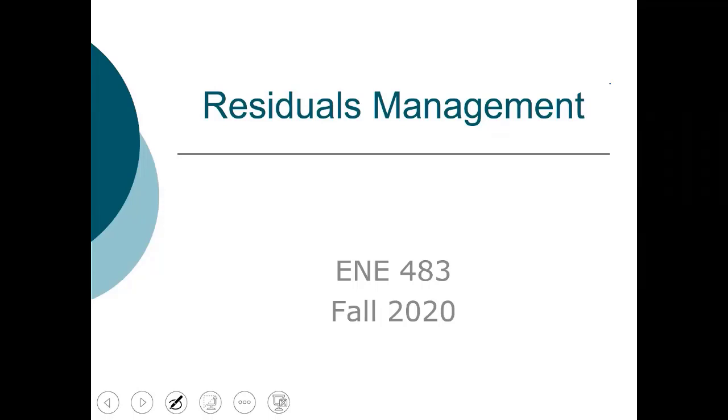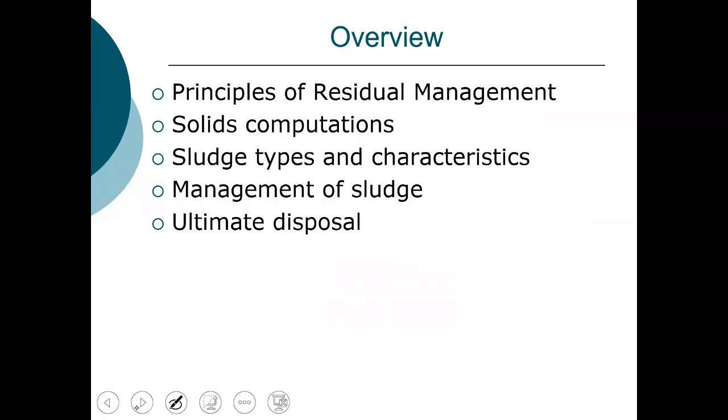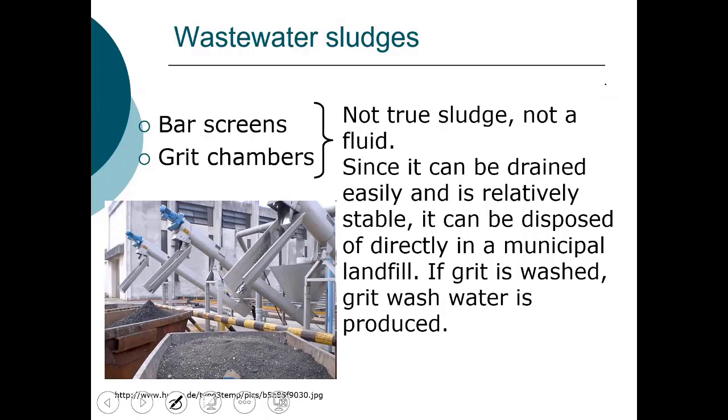In this lecture, we'll continue looking at residual management, but in this case, we'll focus on wastewater sludges. So there are a number of types of residuals that are produced in a wastewater treatment plant. These include the material that's removed from bar screens and the material from the grit chamber.